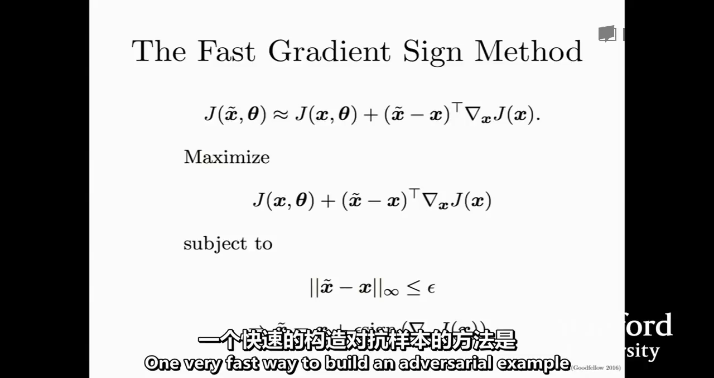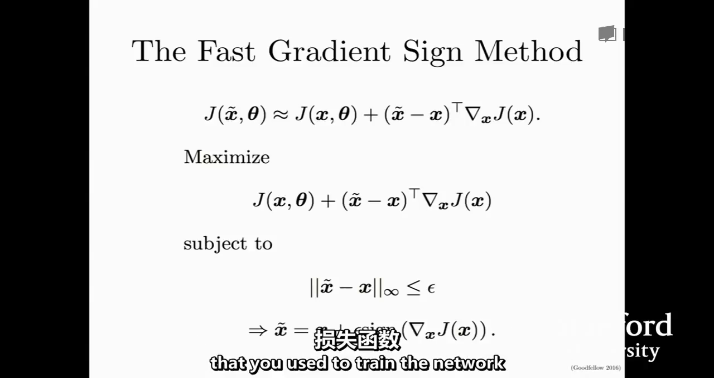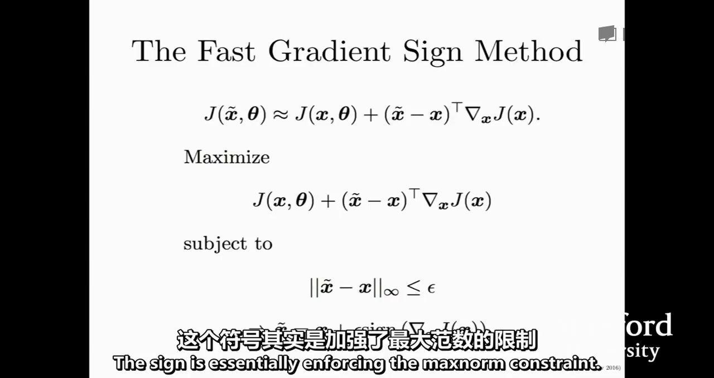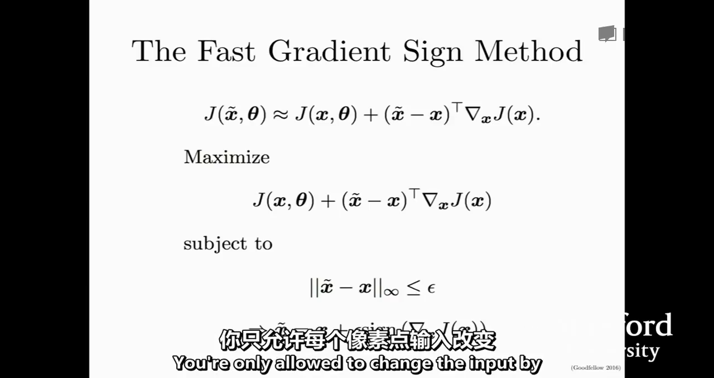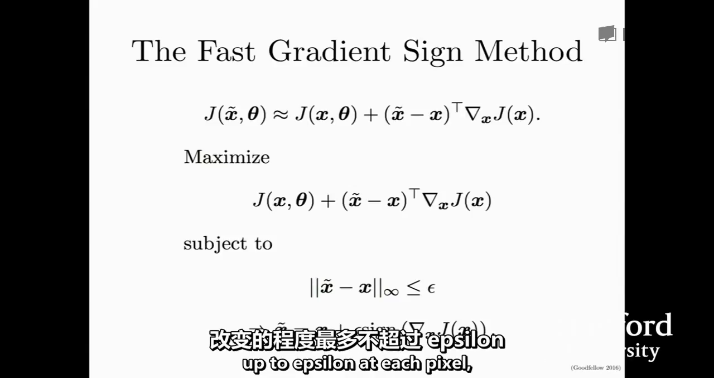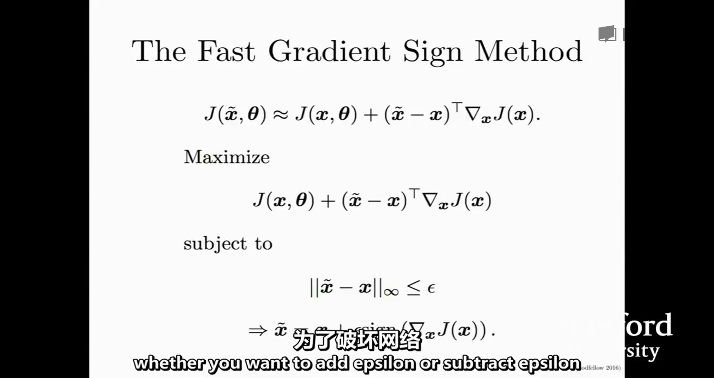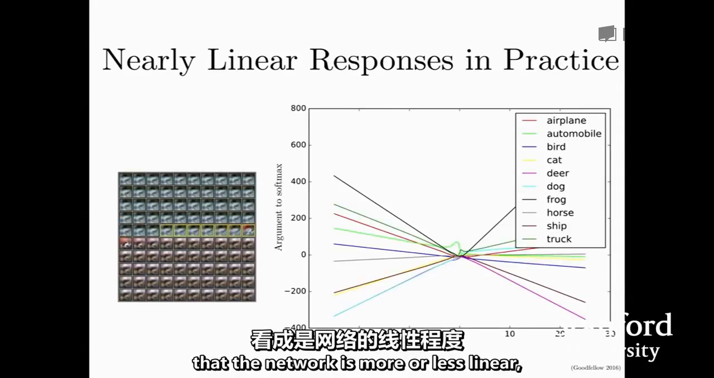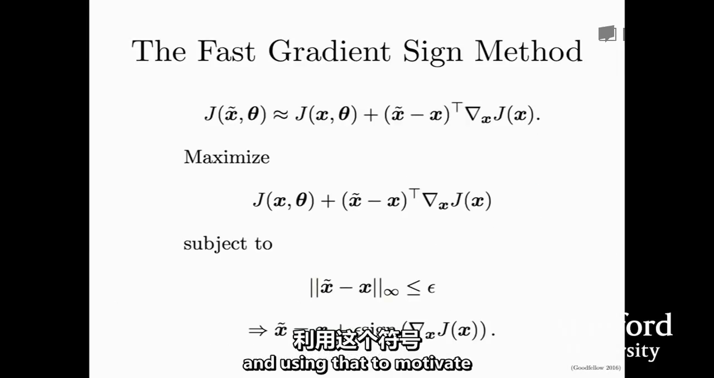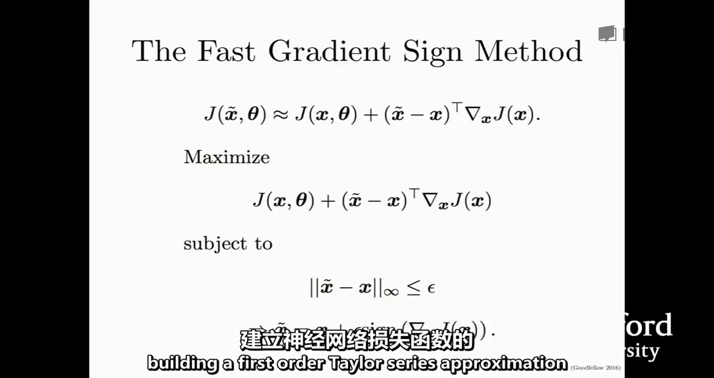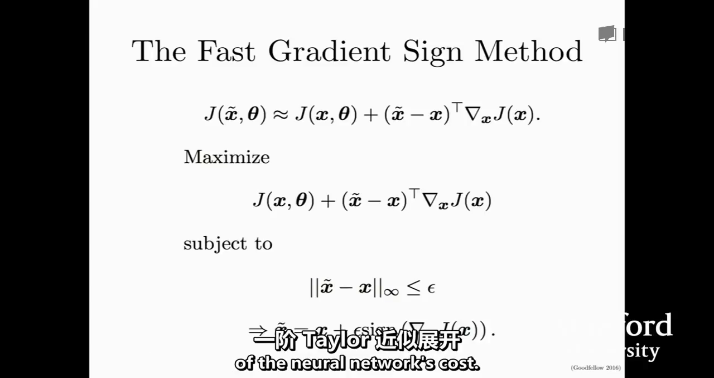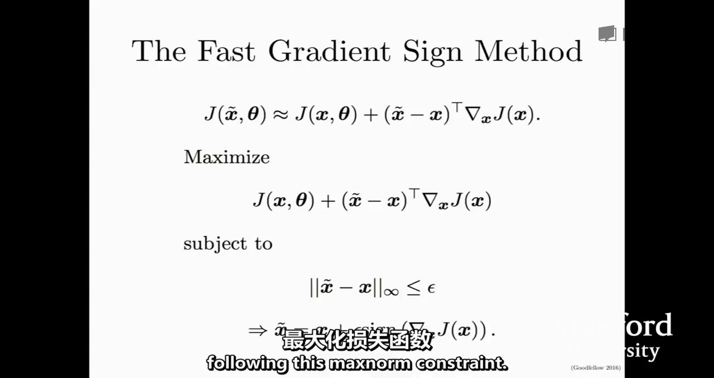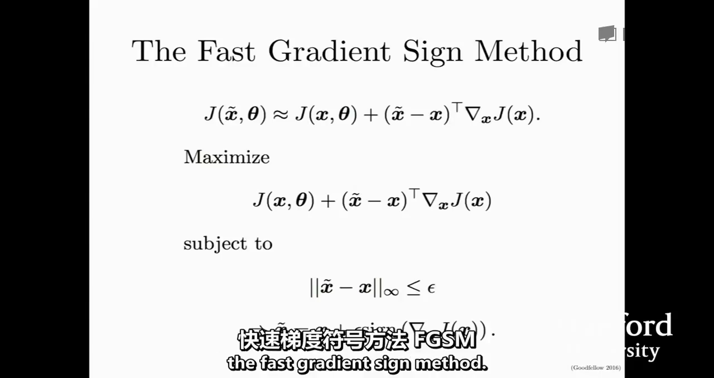One very fast way to build an adversarial example is just to take the gradient of the cost that you use to train the network with respect to the input, and then take the sign of that gradient. The sign is essentially enforcing the max norm constraint. You're only allowed to change the input by up to epsilon at each pixel. So if you just take the sign, it tells you whether you want to add epsilon or subtract epsilon in order to hurt the network. You can view this as taking the observation that the network is more or less linear, as we showed on this slide, and using that to motivate building a first-order Taylor series approximation of the neural network's cost. And then, subject to that Taylor series approximation, we want to maximize the cost following this max norm constraint. And that gives us this technique that we call the fast gradient sign method.